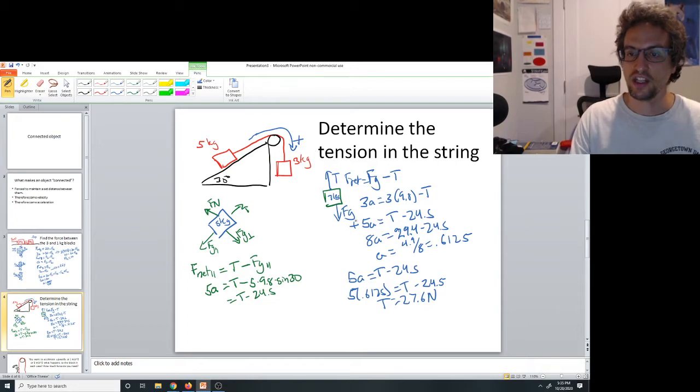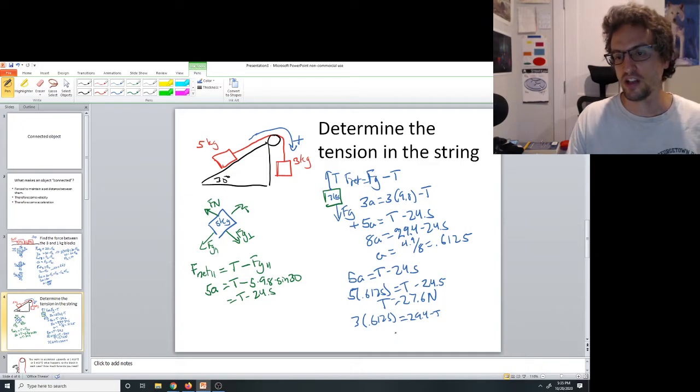And I should do it if I did the other equation. If I did 3 times 0.6125 equals 29.4 minus T, I should get the same tension this way. It turns out it's very, very slightly off, like 27.61 type off, because of rounding, but I get the same value. Okay.